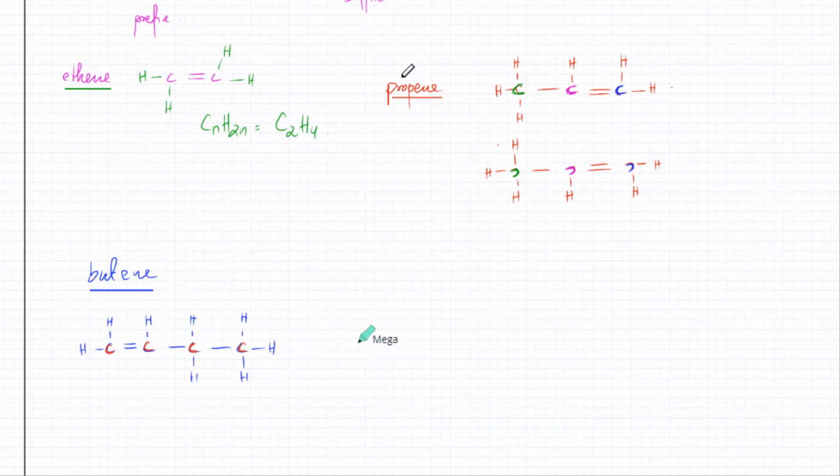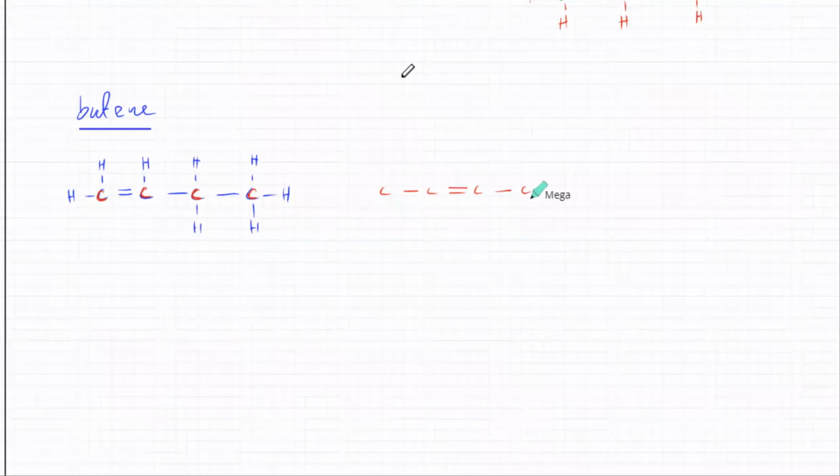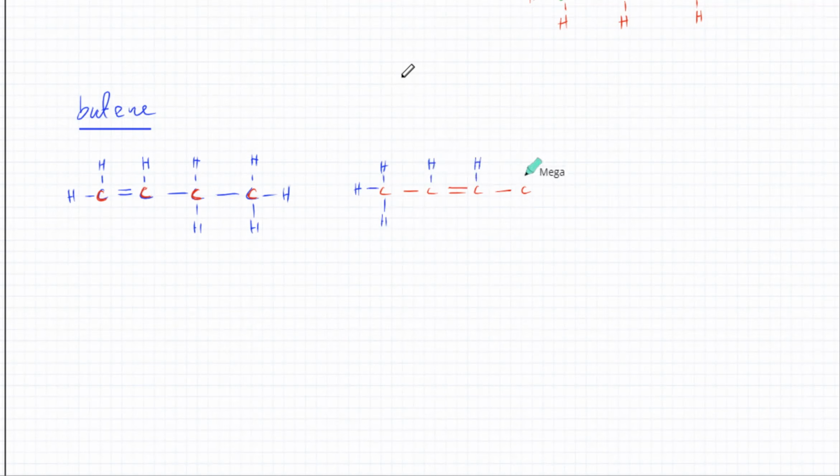Or what you could also have is 4 carbon atoms, and the double bond could be somewhere in the middle. And you can add in all the hydrogens. This one will have 3 hydrogens. This one is going to have 1 hydrogen. This one will have 1 hydrogen as well. This one will have 3 hydrogen atoms.